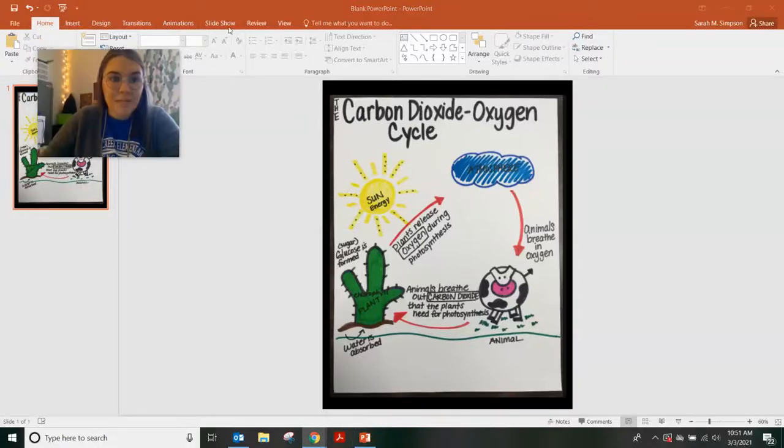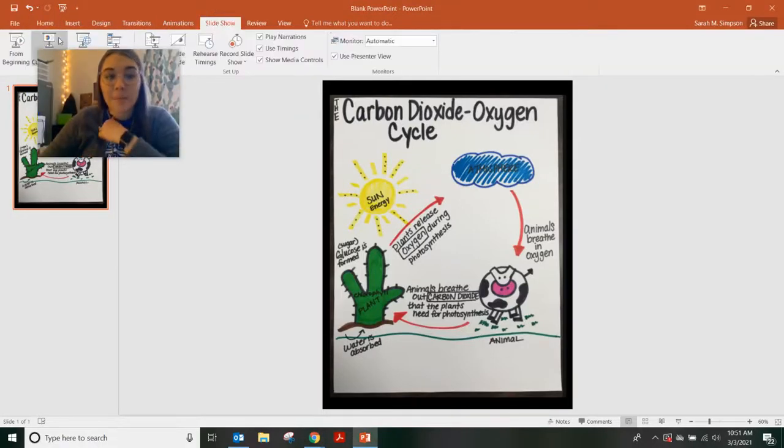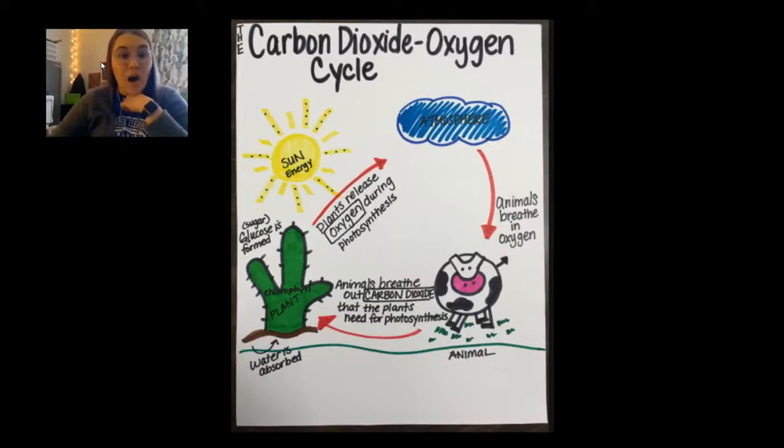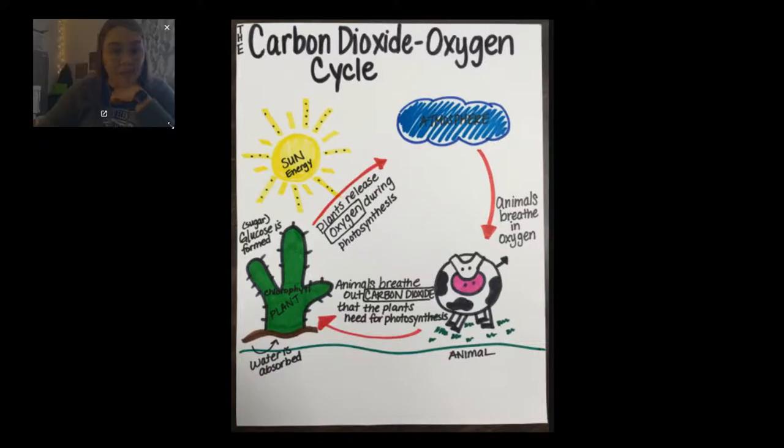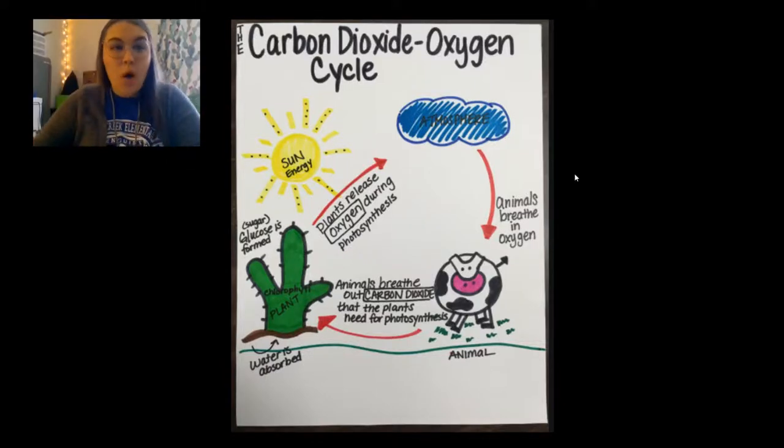Hey guys, it's Miss Simpson, and we are going to talk about the carbon dioxide and the oxygen cycle today. So, just like the water cycle, how water goes through a cycle, we have the carbon dioxide oxygen cycle. It sounds a little bit scary, but I'm going to tell you what the cycle is. I'm going to explain each of the parts, and then we'll go over the cycle again so you get it. So, first, we're going to start off with this cute little cow.